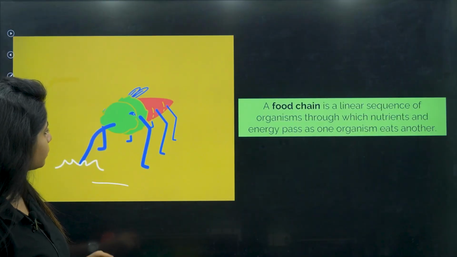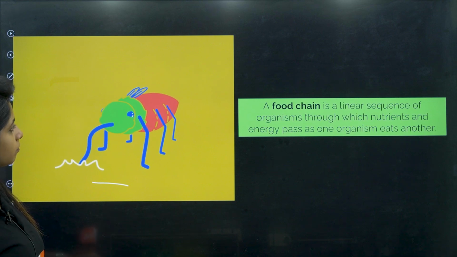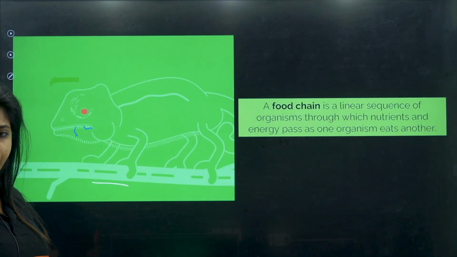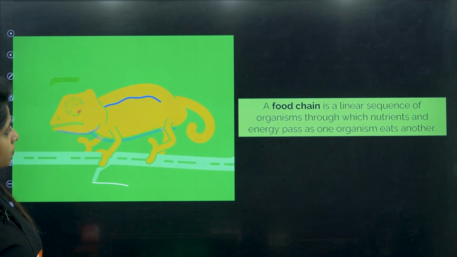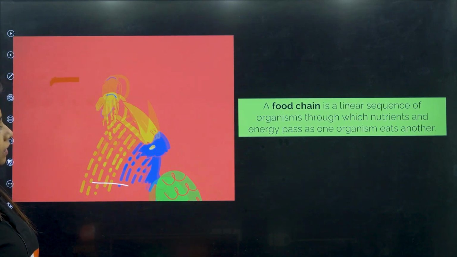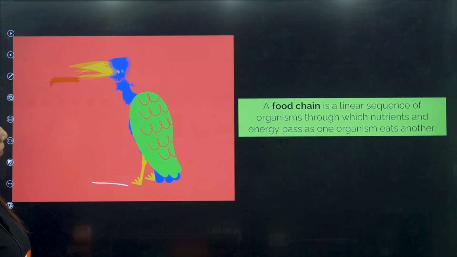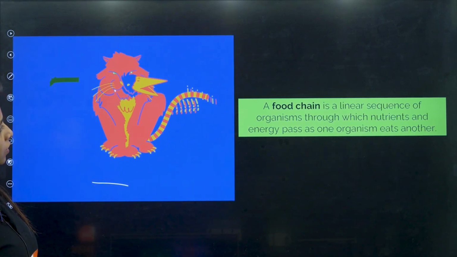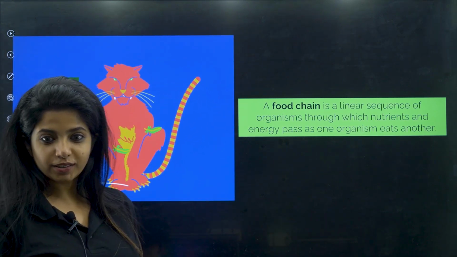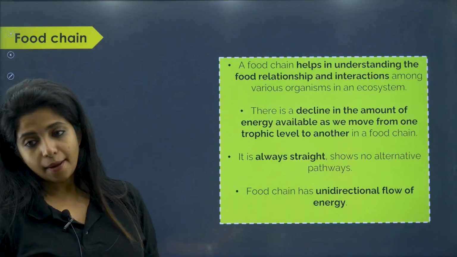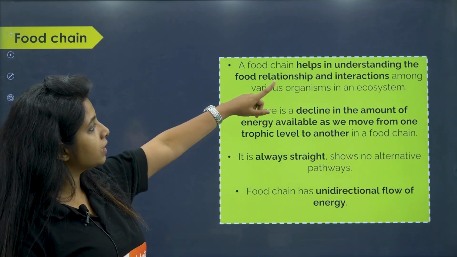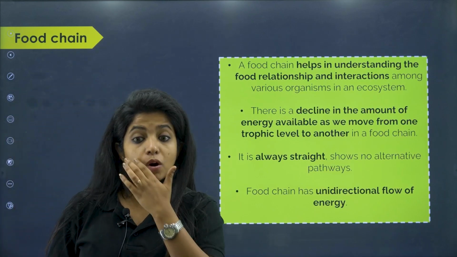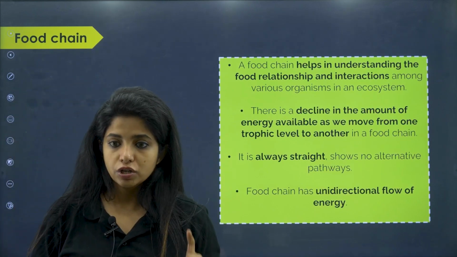See, a mosquito is there. It's eaten up by the lizard. The lizard is eaten up by a bird. And now what happens? The bird is eaten up by the tiger. So this is a food chain that happens. So the food chain helps in understanding the food relationships and interactions. This is an important question: what is the use of a food chain, or basically what are the features of a food chain? You should be knowing it.